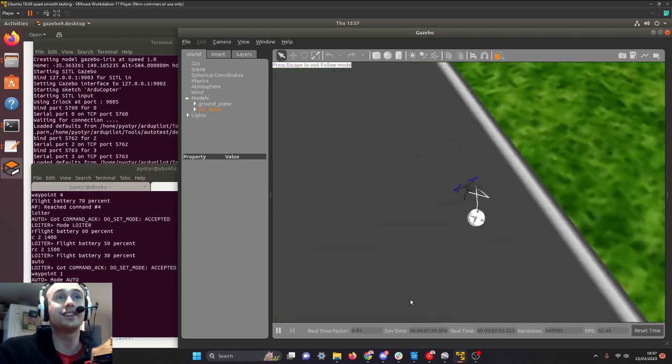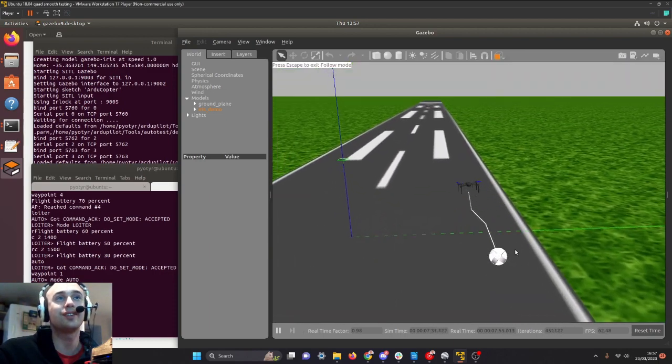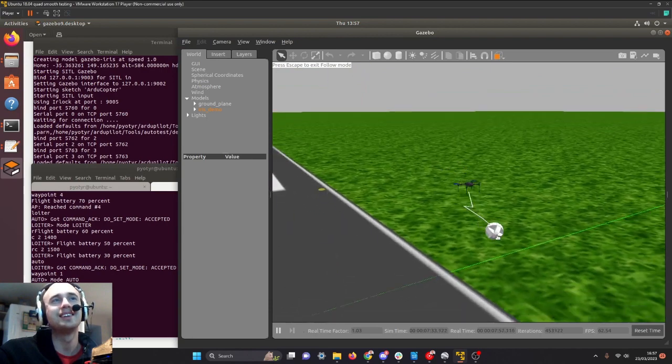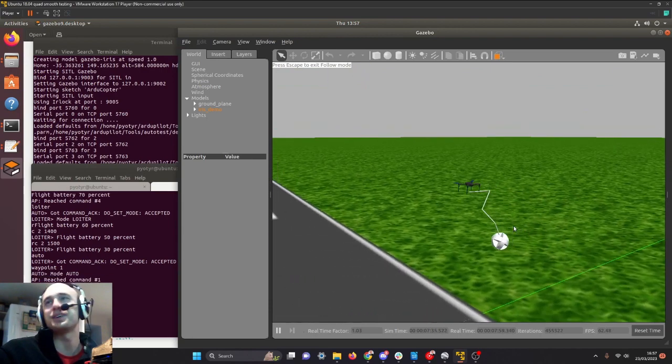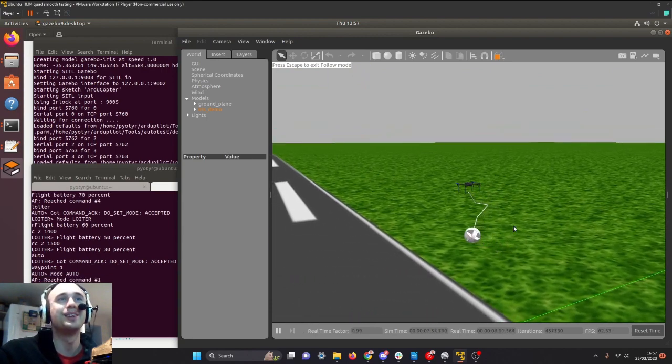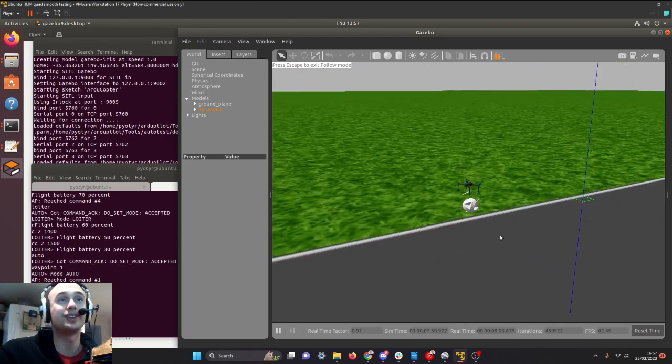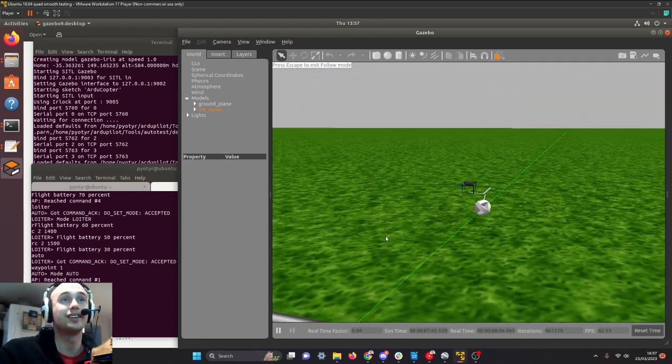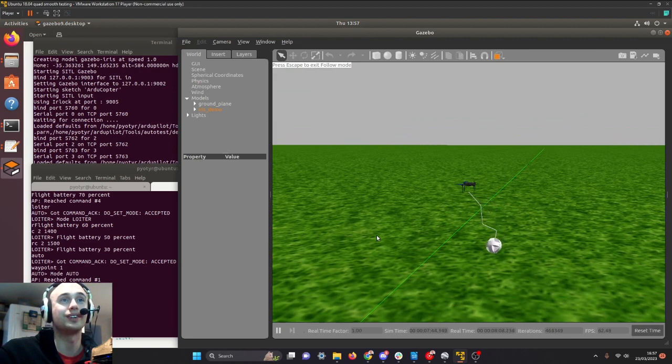Did that catch in the drone? I don't think so. But this is how you could simulate having a payload. And here it comes to a stop, and you can see the inertia of the payload is kind of having it swing around pretty violently.